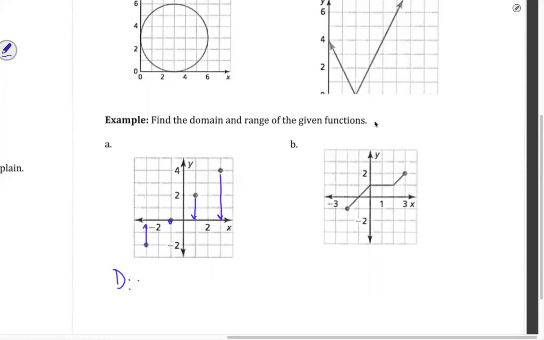My domain would just be those numbers. So it would be -3, -1, 1, and 3, because that's where the blue lines fall to. My range is when I draw the lines to the y-axis. So they would be -2, 0, 2, and 4.